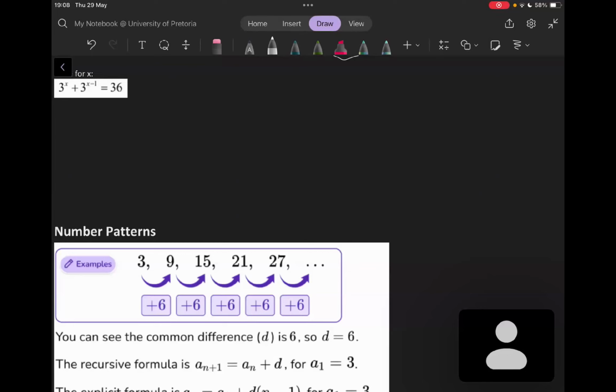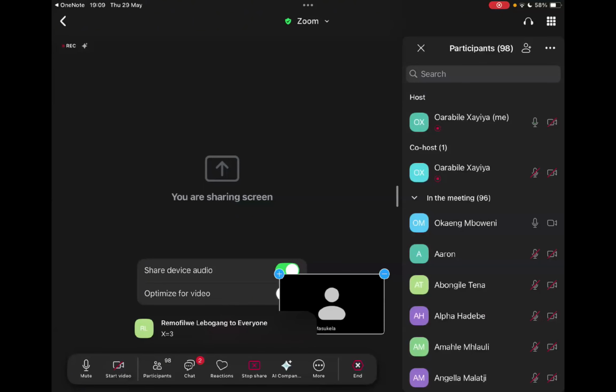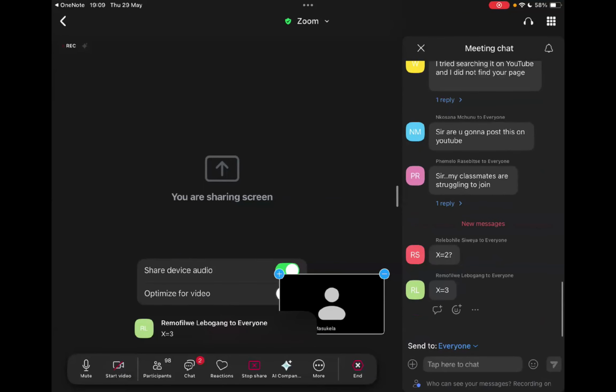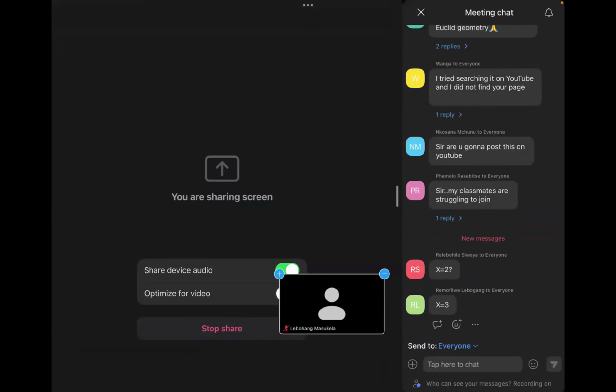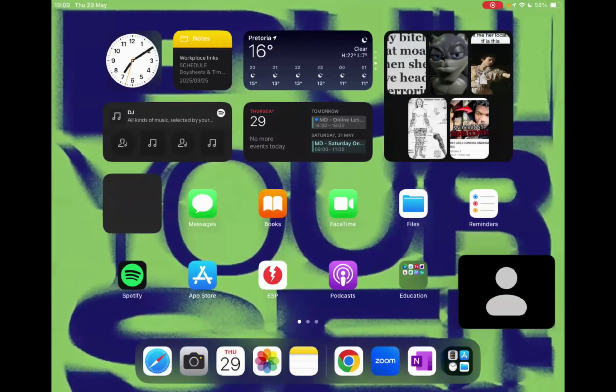Okay. I hope you guys have gotten an answer for this one. The question is 3 to the power of x plus 3 to the power of x minus 1 equal to 36. Have you guys gotten the answer? Let me see in the chat quickly. Relebohile, you have x is equal to 2. Ramafilo, you have x is equal to 3. Let me solve for this and I'll be able to tell whether or not you guys are correct or on the same page.